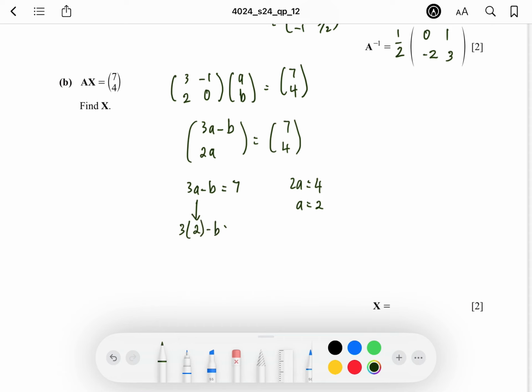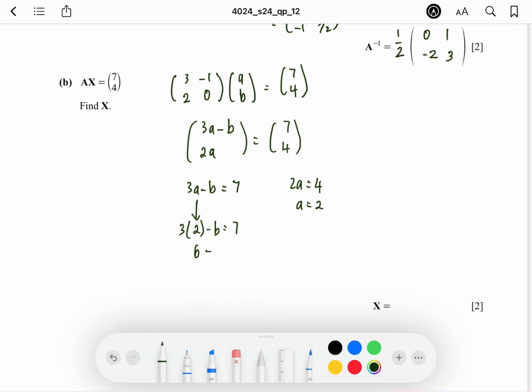So having the value of 2, we can use that and substitute it with the first one, and you get your B is equals to... If your B is 1, you substitute it, so 6 minus 1 is 5. So it should be negative 1.